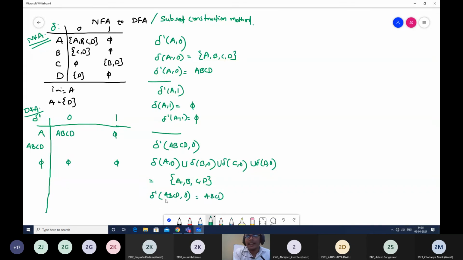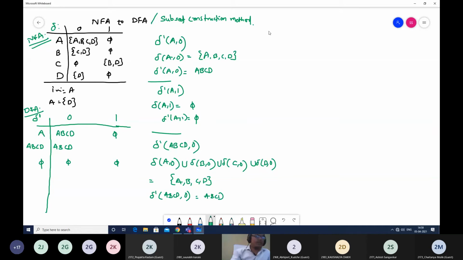While I write delta dash entry, I don't make use of set notation over here. See, I don't have any comma or brackets here. That comma and brackets will come here when I'm calculating that with respect to delta of given NFA. But this is now delta dash of my DFA. So here the entries will not be in the form of set notation and there will be no commas as such. So ABCD 0 goes to ABCD.